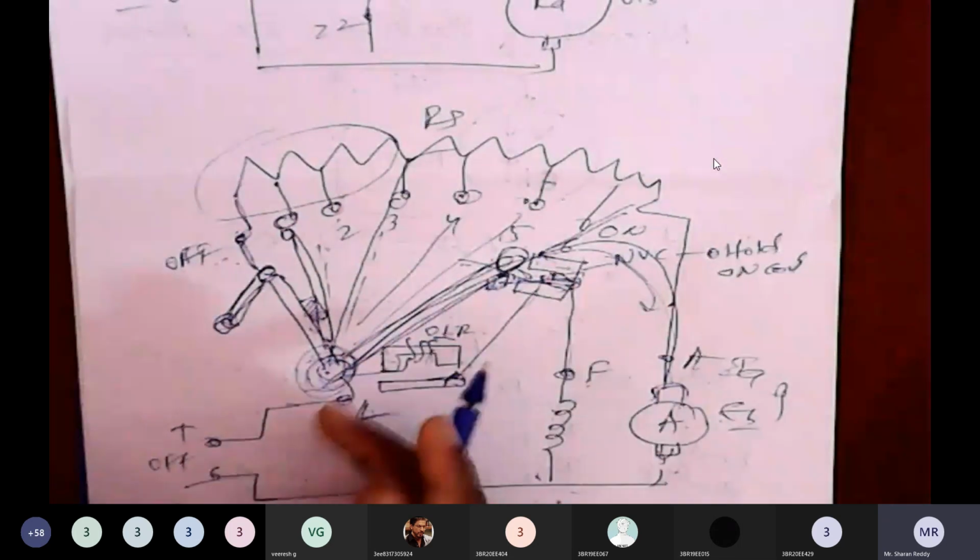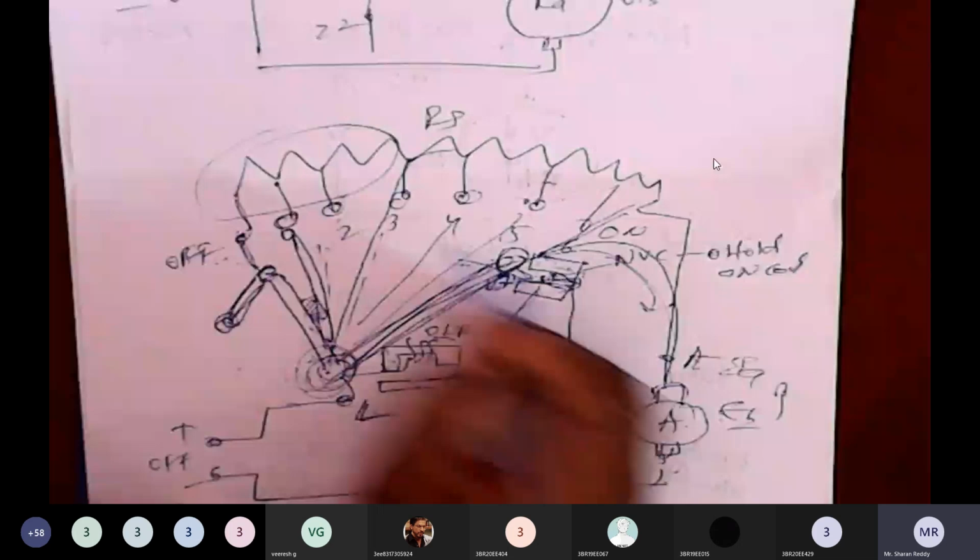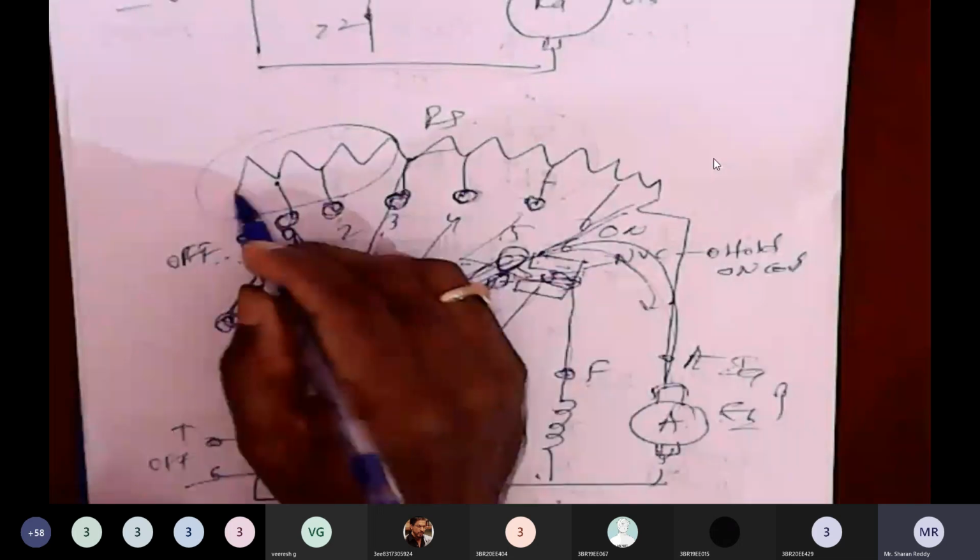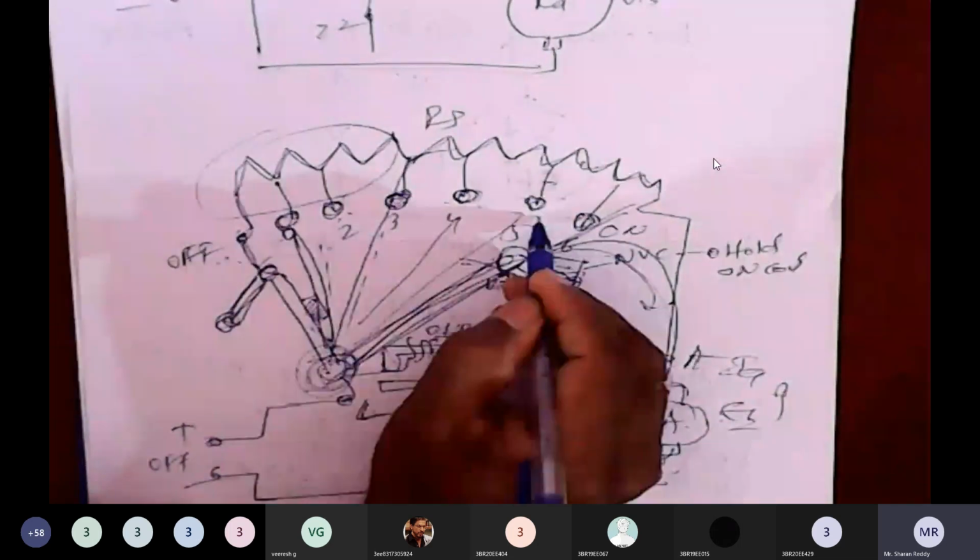Some obstruction is there. These are the copper studs. And this is the resistance, a high value of resistance made of nichrome or anything. And copper studs will be there. These are button-like structures, called studs, copper studs.